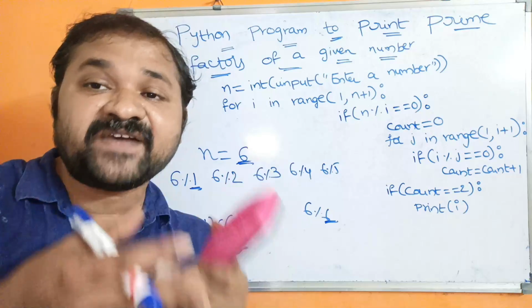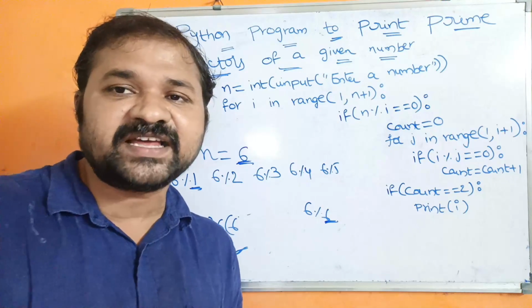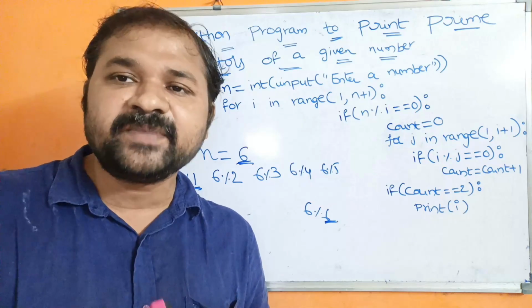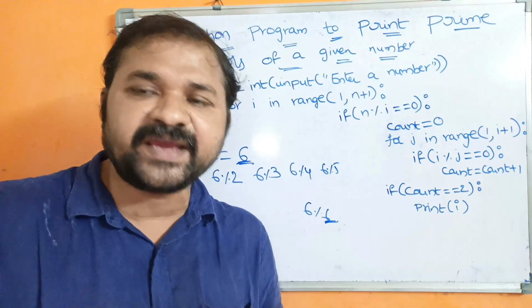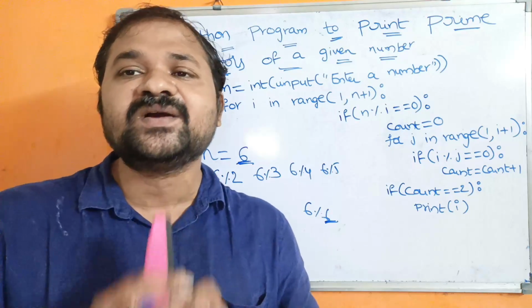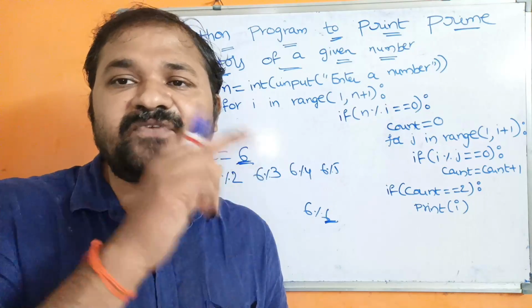If it is a factor, then we have to check whether it is a prime number or not. We know what a prime number is. A prime number means a number which is divisible by 1 and itself. That means a prime number must contain exactly two factors, those are 1 and itself.